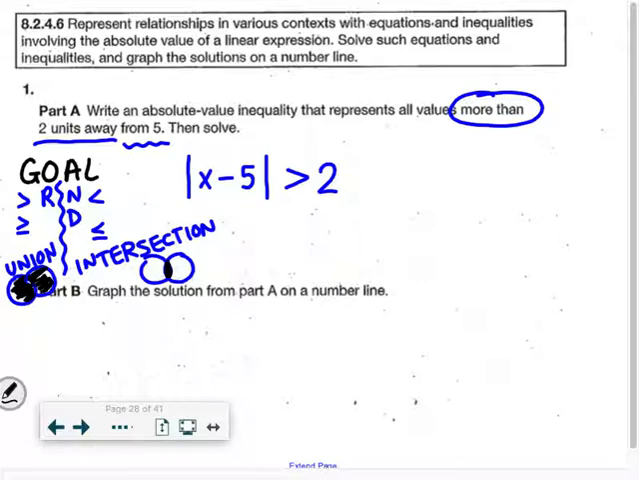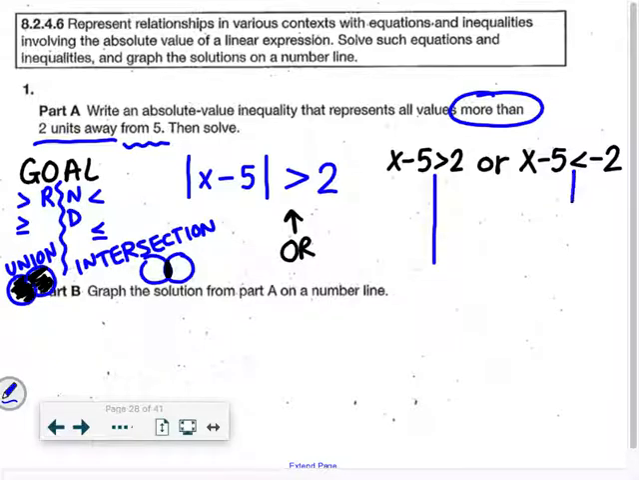So those are very different things. Intersection is like a Venn diagram where you only have the piece in the middle. Union is your Venn diagram where everything would be included, not just where they overlap. Okay, so to graph the solution, we need to solve it. So this is a greater than symbol, so this means that my connecting word is or. So my first inequality is x minus 5 is greater than 2. My second one, I have to flip the symbol and change the 2 to a negative. I'm never changing the x minus 5 that's in the absolute value bars. That part stays the same.